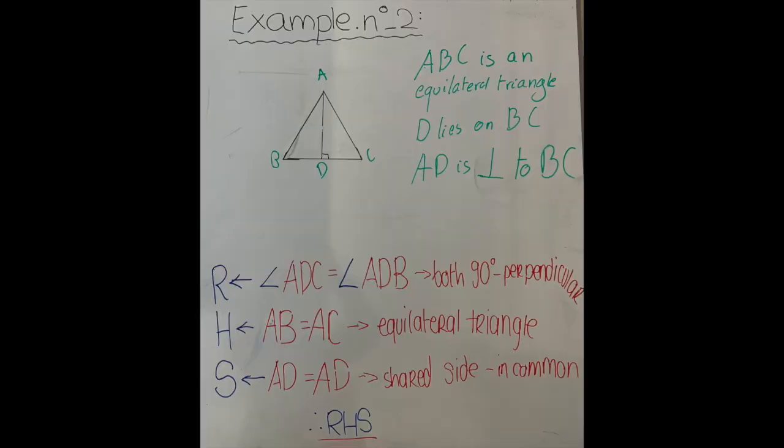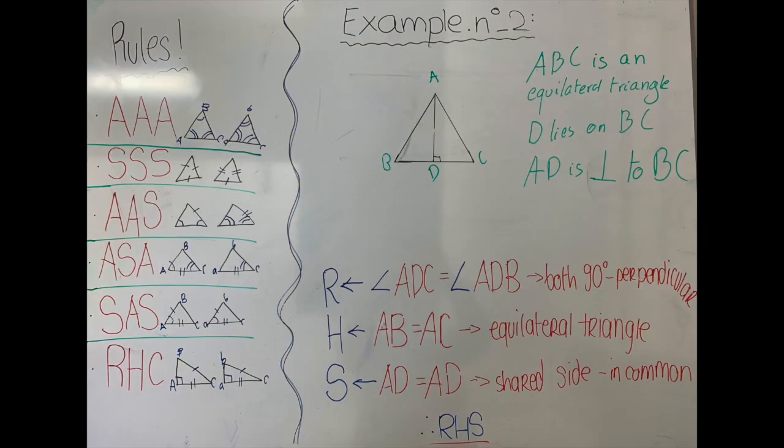Example number 2. ABC is an equilateral triangle. We are going to use the rule RHS. Here you can see that ADC is equal to ADB, and they're both equal to 90 degrees, which makes them perpendicular to the line BC. AB is equal to AC, which is just under the rule of the equilateral triangle. They share the same side AD, which makes them both the same size.